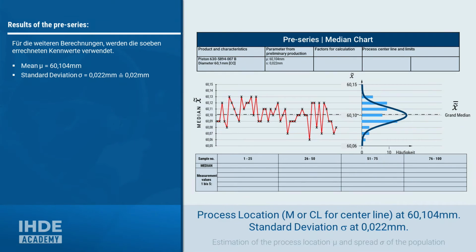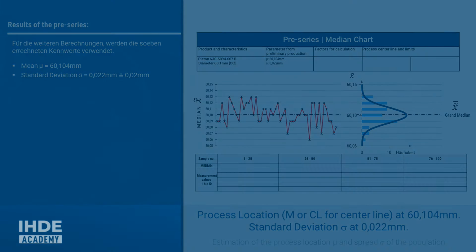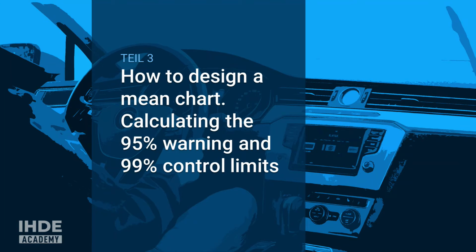And with that, we have everything we need to calculate the warning and control limits. The mean μ is 60.104 mm and the standard deviation is 0.02 mm. Both values were transferred to the header of the control chart. In this part, we now come to the calculation of the 95% warning limits and the 99% control limits.